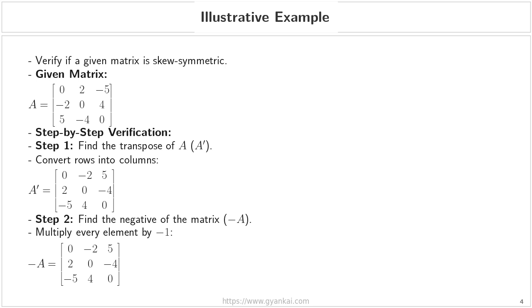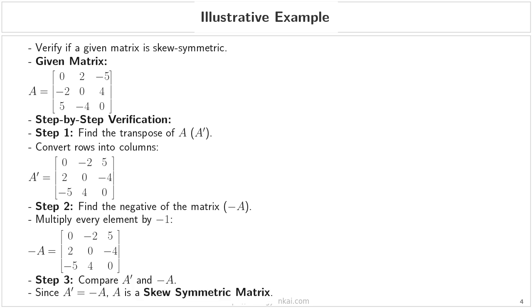The second row is 2, 0, and -4, and the third row is -5, 4, and 0. Finally, in step 3, we compare the results of the first two steps. By observing the two resulting matrices, we can see that A prime is exactly equal to -A because the transpose of the matrix is equal to its negative. We have satisfied the mathematical definition of a skew-symmetric matrix. Therefore, we can conclude that matrix A is indeed a skew-symmetric matrix.